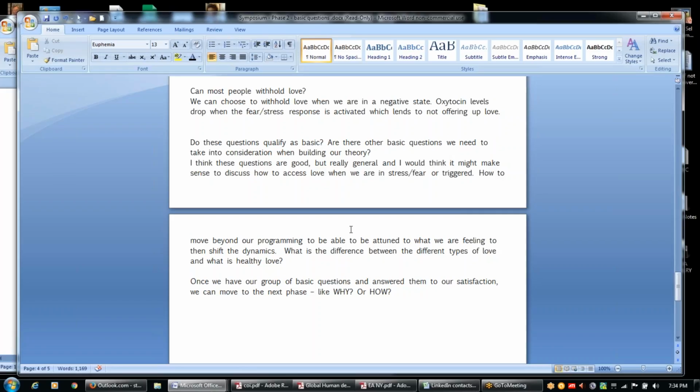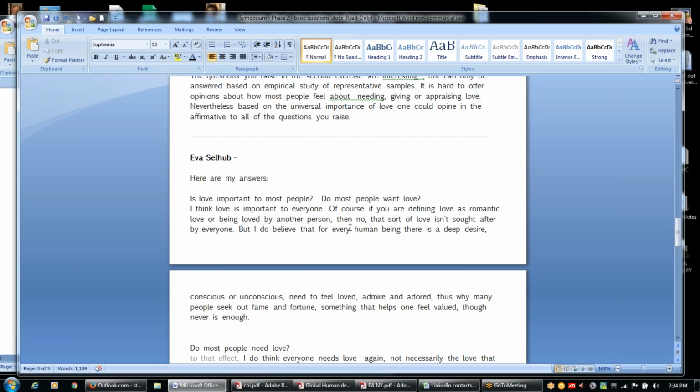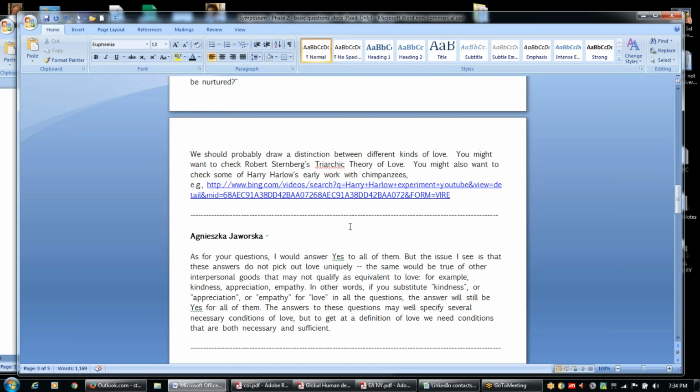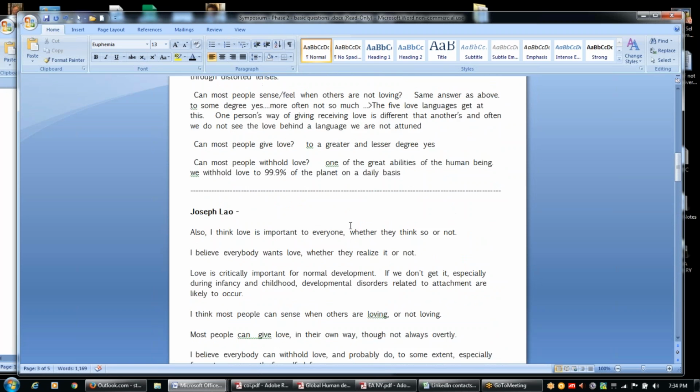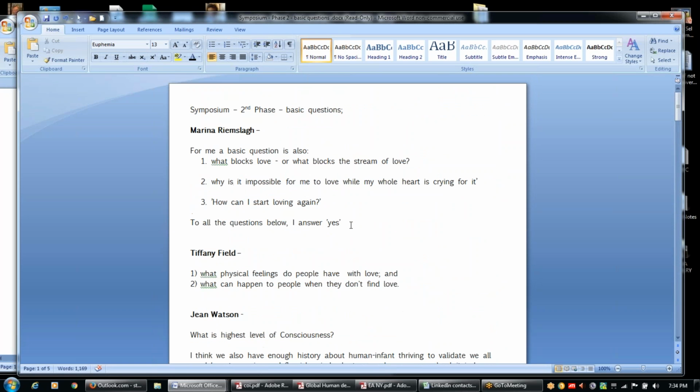Once we have our group of basic questions and have answered them to our satisfaction, we can move to the next phase, which I would agree is the why and how. And we're starting with the what. So any thoughts about this? Like I said, you all got it, so we can go back, and I'm going to encourage everybody to look at the first set of definitions and these questions. So anybody have any thoughts?